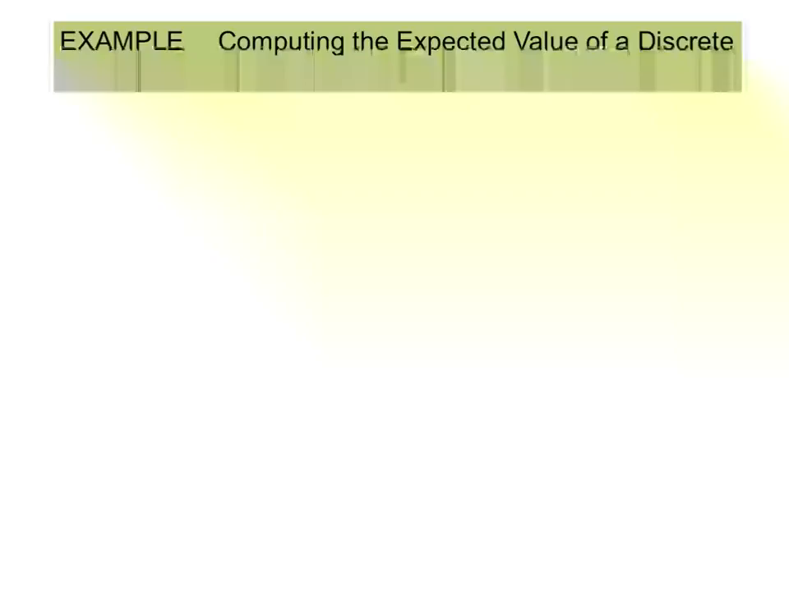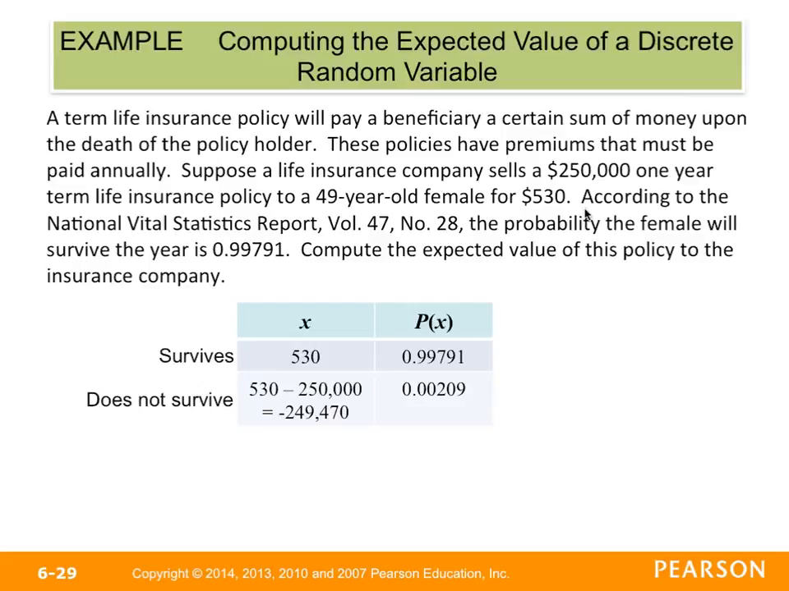So what we want to do is compute the expected value of the policy to the insurance company. If you think about insurance companies, their entire goal is to make money. So we would expect that they're probably making money off of this policy. So let's see how this works. We list our two kind of things that can happen. Those are our X's. Either the person survives or does not survive.